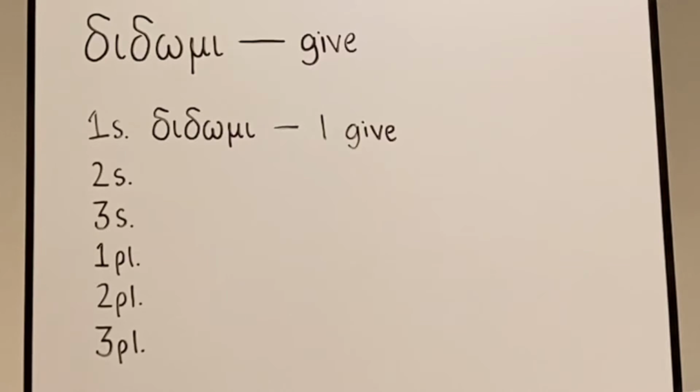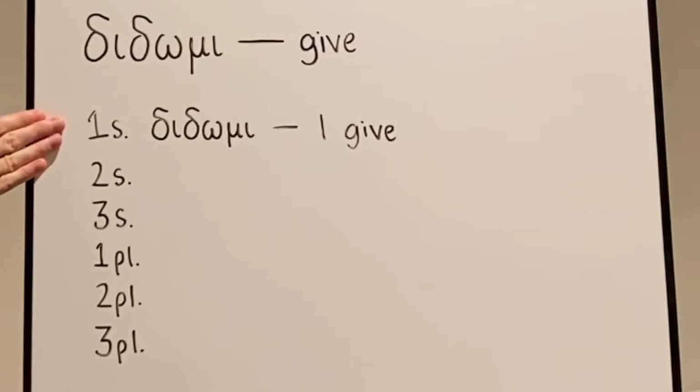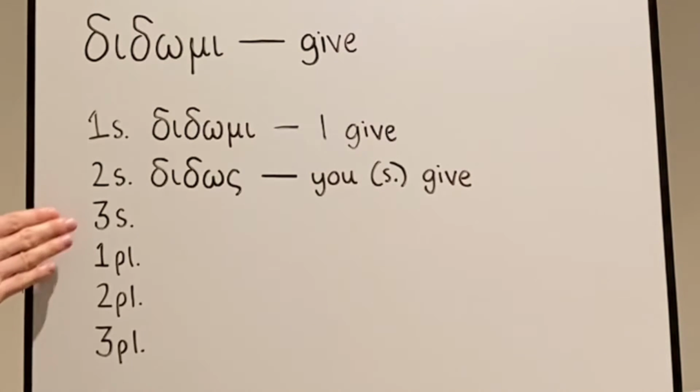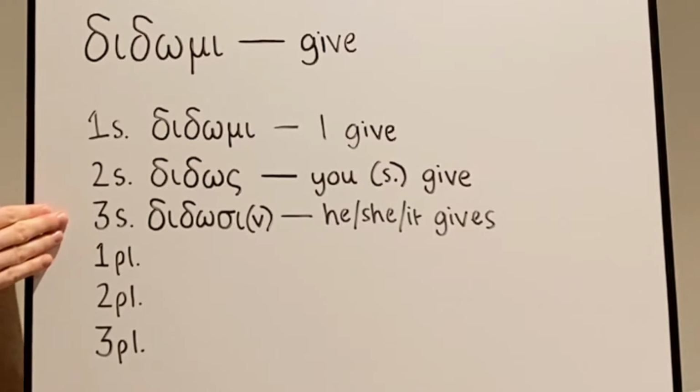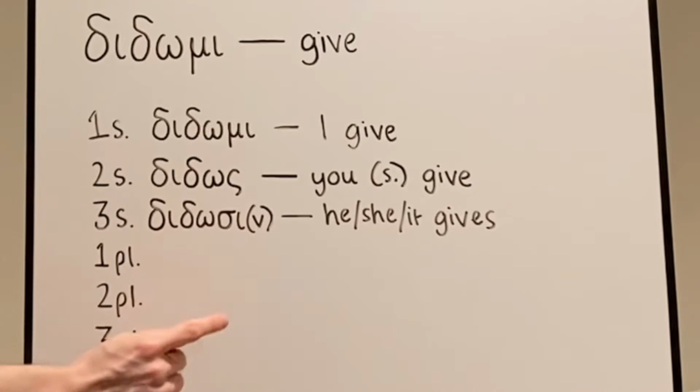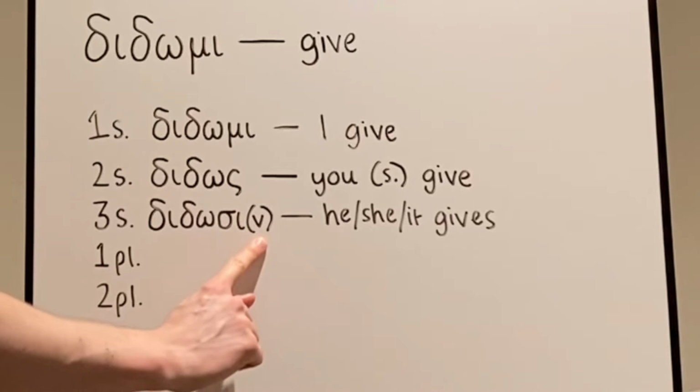Okay, to begin the present indicative active conjugation of δίδωμι, we have the first person singular form, δίδωμι, meaning I give or I am giving. And then in the second person singular, we have δίδως, which means you singular give or you singular are giving. And then in the third person singular, we have δίδωσιν, which means he, she, or it gives or he, she, or it is giving. And note that this could be seen as δίδωσι. It has a movable nu at the end.